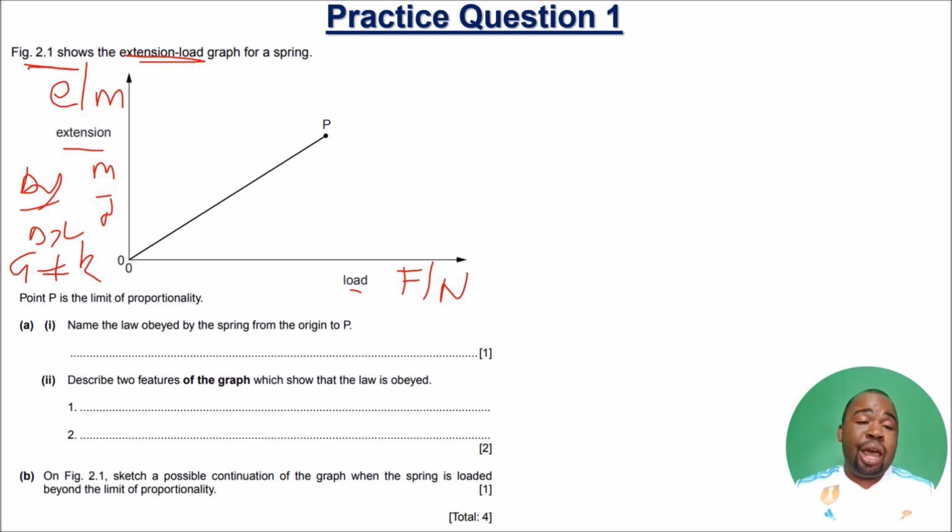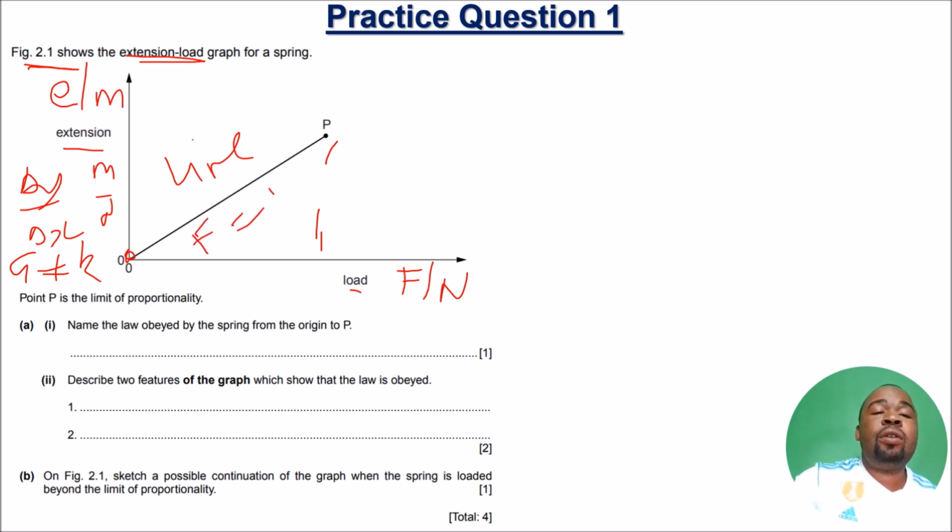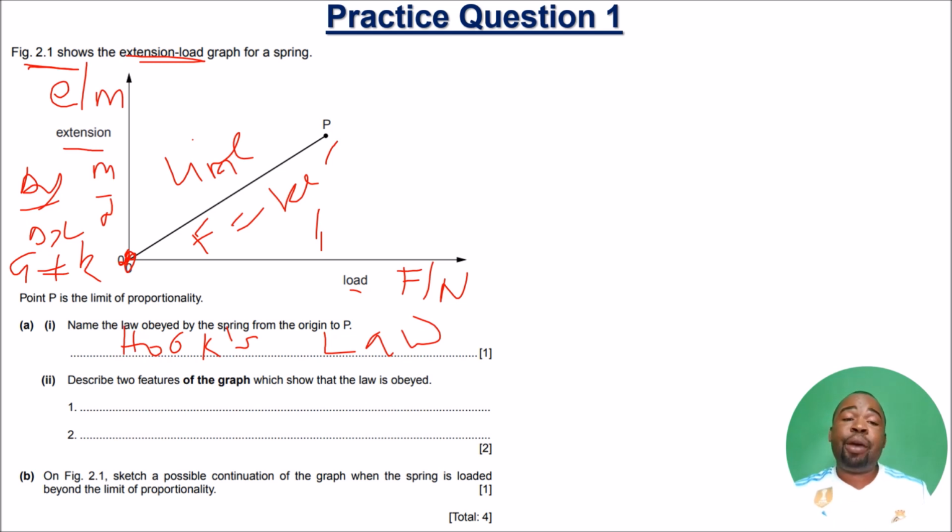Let's answer item 1. Name the law obeyed by the spring from the origin to P. From the point O to P, the graph is passing through the origin and it's linear. Hence, it's directly proportional. And this is Hooke's law. F equals ke. So here we can safely say the law is Hooke's law. Why? It's passing through the origin and it's a straight line. Hence, we can safely say it's obeying Hooke's law. Provided the limit of elasticity is not passed, force and extension are directly proportional.